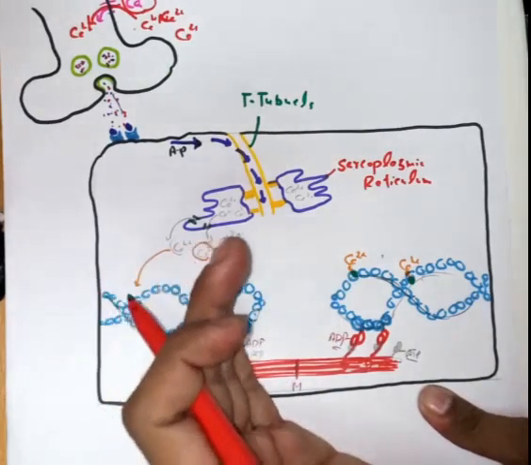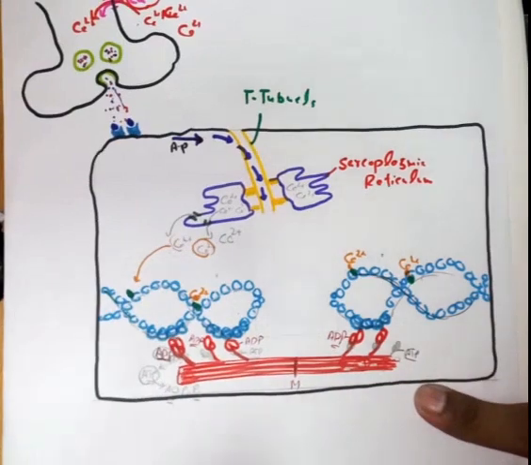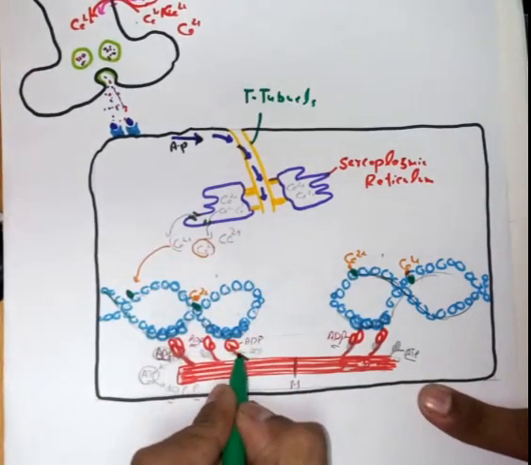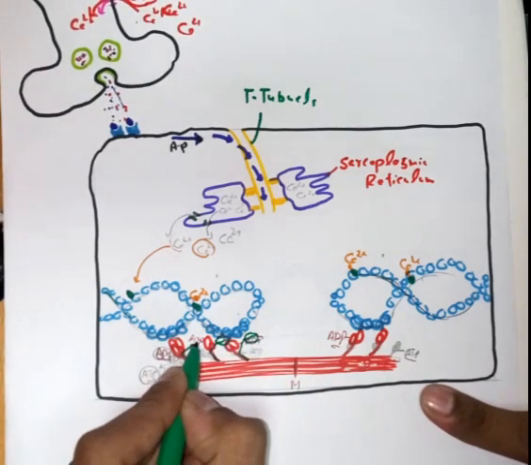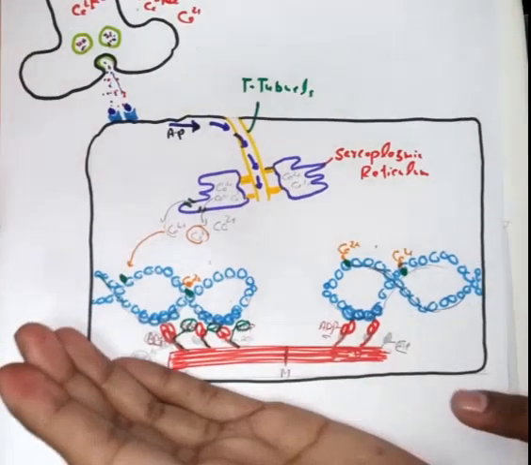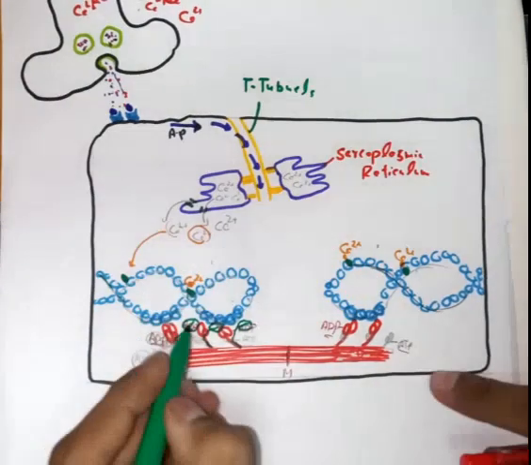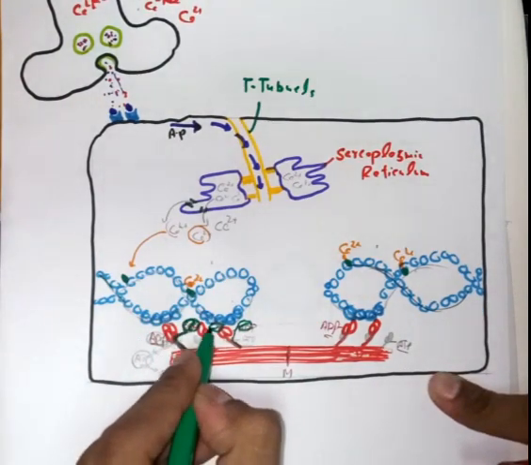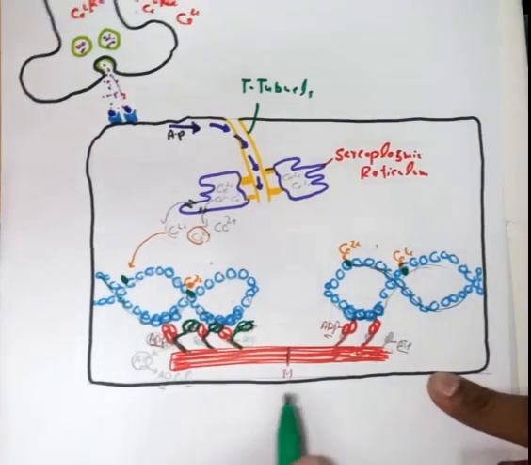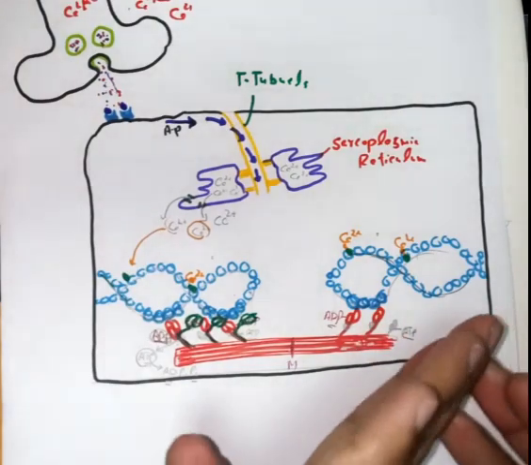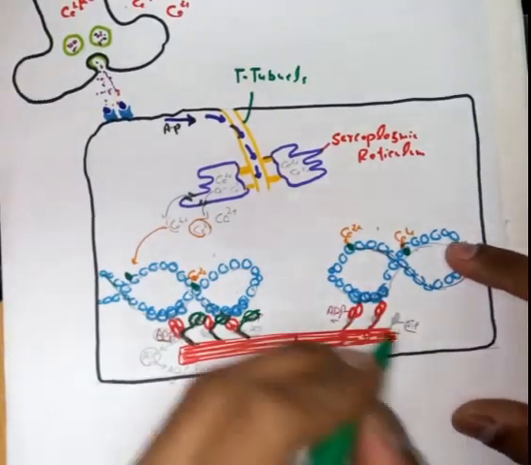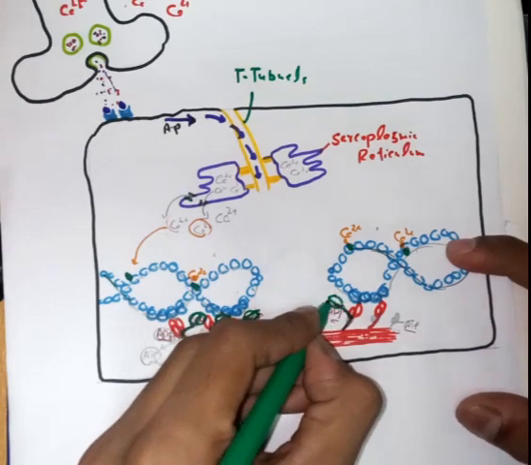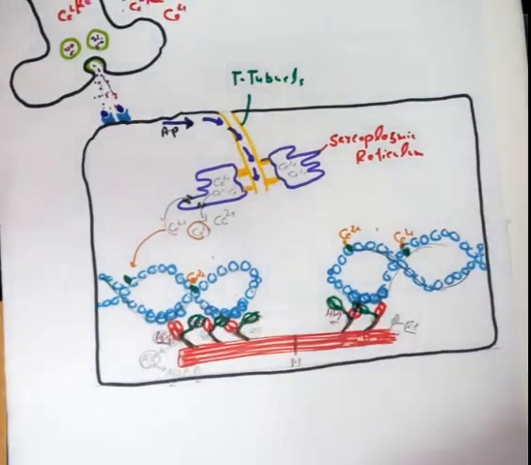Listen to this point very attentively. When they move like this, let me draw with some other marker. I am showing this myosin head state after the contraction, after the power stroke. After the power stroke, this myosin head will be present like this, and this one like this, because they have caused the power stroke. Similarly, after the contraction, this myosin head molecule will be present in this way, but it is still attached with actin.